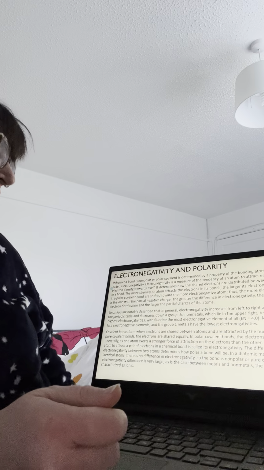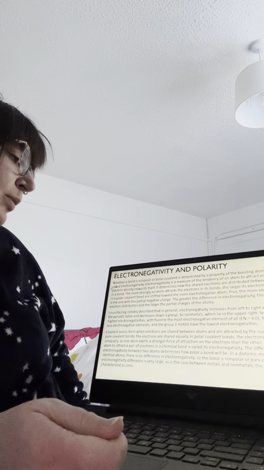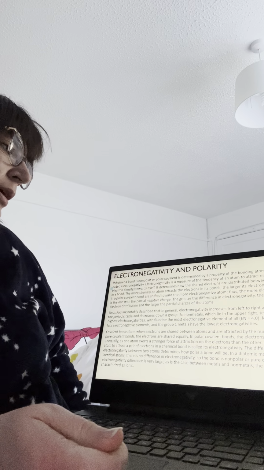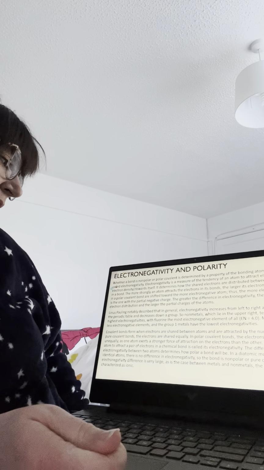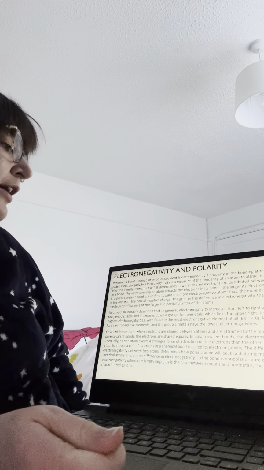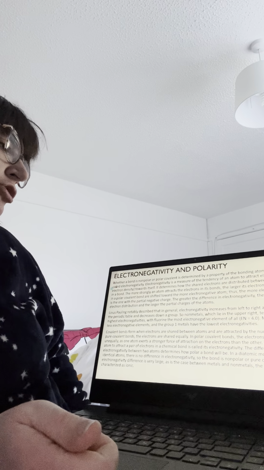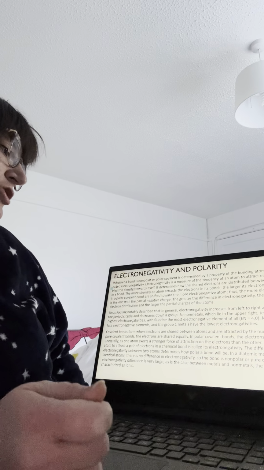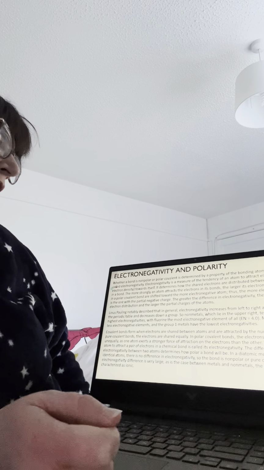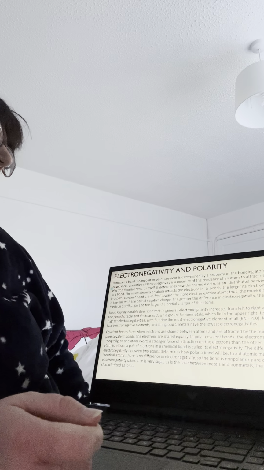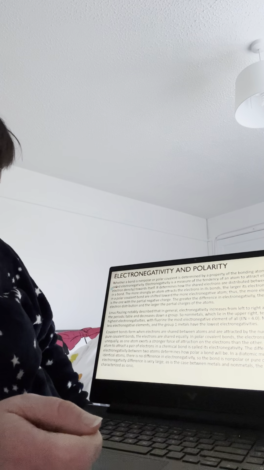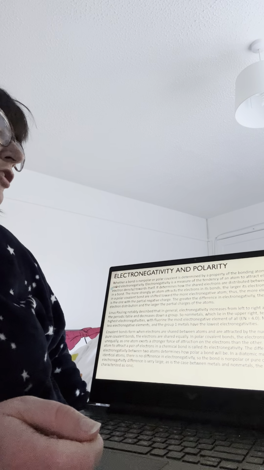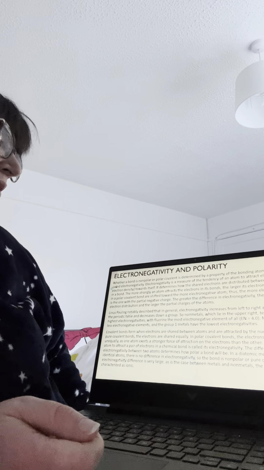Electronegativity and polarity. Whether a bond is non-polar or polar covalent is determined by a property of the bonding atoms called electronegativity. Electronegativity is a measure of the tendency of an atom to attract electrons, or electron density, towards itself. It determines how the shared electrons are distributed between the two atoms in a bond. The more strongly an atom attracts the electrons in the bond, the larger its electronegativity.